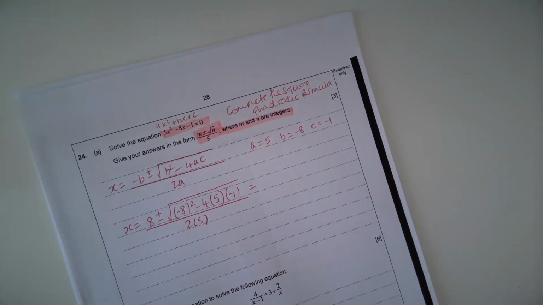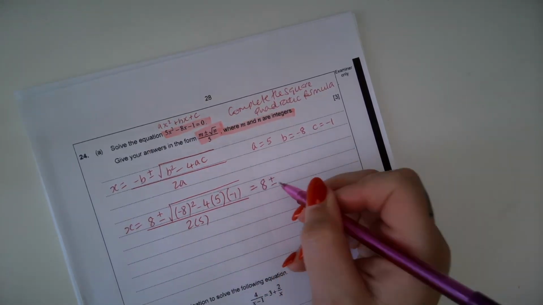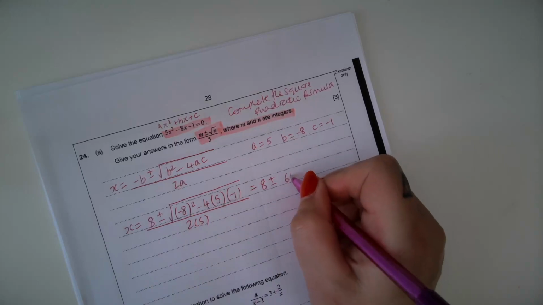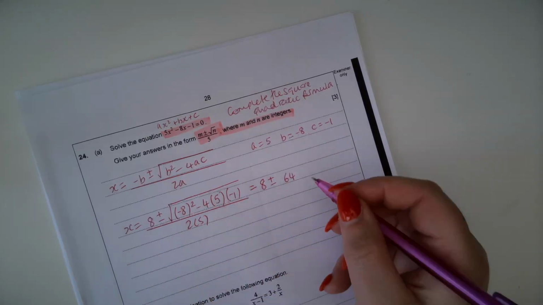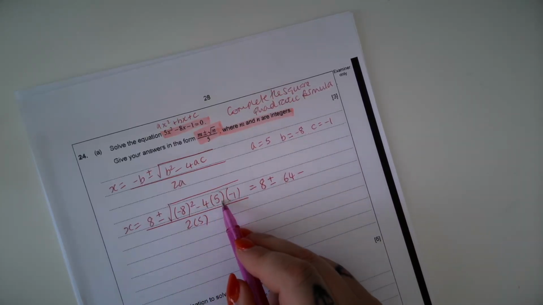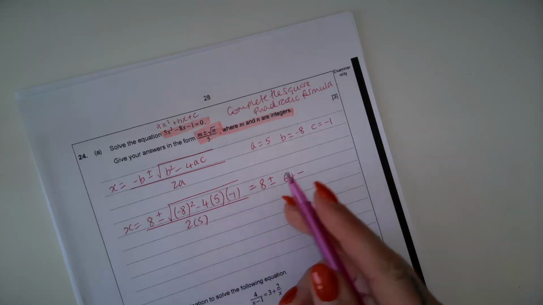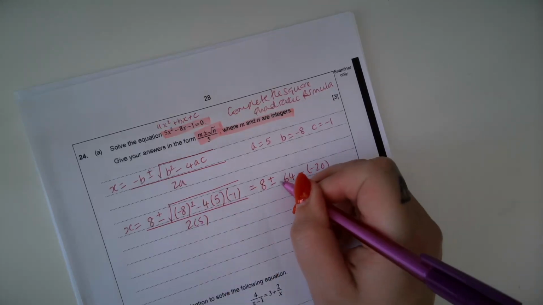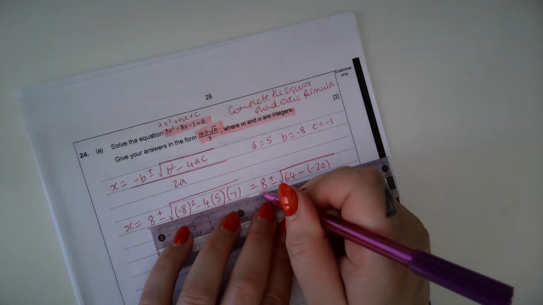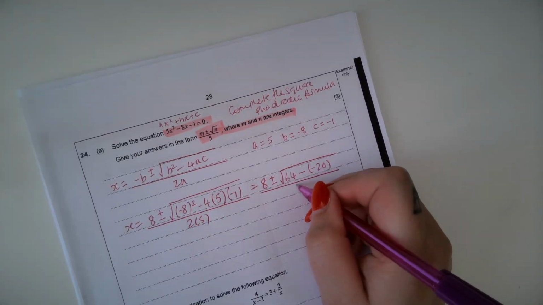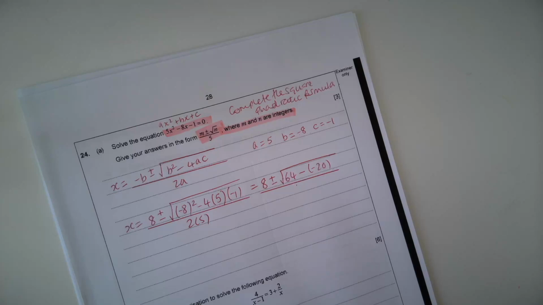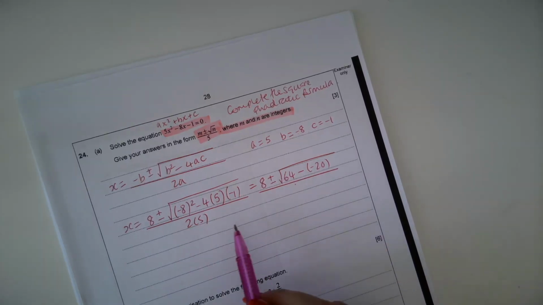So we're going to simplify this a little bit. So we've got 8 plus or minus, negative 8 squared is 64, and then we're subtracting 4 times 5, which is 20. 20 times minus 1, which is minus 20. That's still inside our square root sign, guys. It's really easy to make a mistake with this, so it's best to do it step by step like I am, just to be careful and accurate with your calculations.